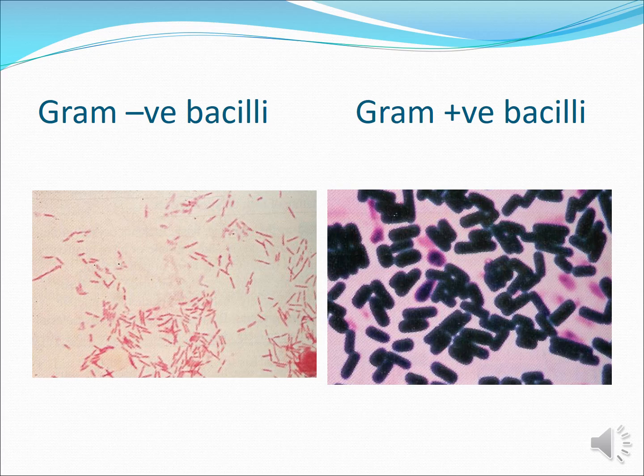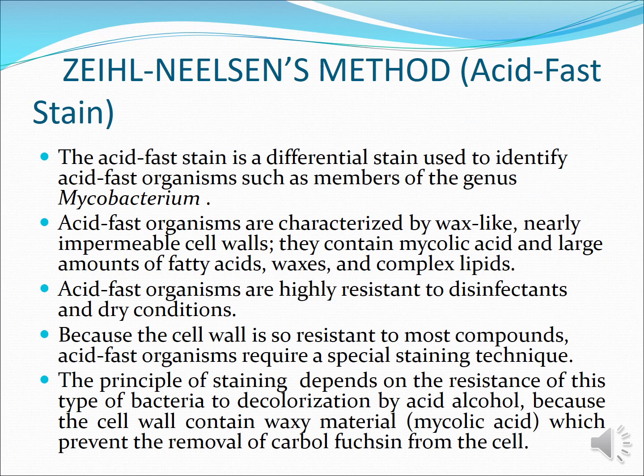These are some other pictures. Next one is Ziehl-Neelsen method. This is also called the acid-fast method. This is a hot stain method. Here the acid-fast stain is used to differentiate acid-fast organisms such as the members of the genus Mycobacterium. Acid-fast organisms are characterized by a wax-like, nearly impermeable cell wall. They contain mycolic acid and a large amount of fatty acid, waxes and complex lipids.